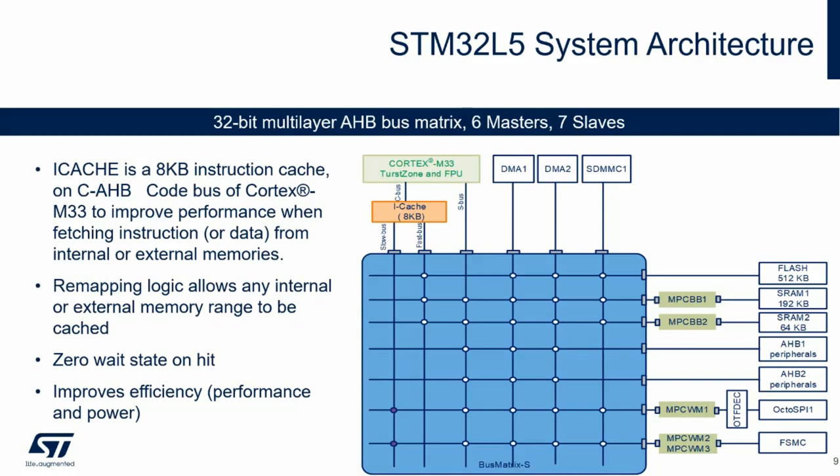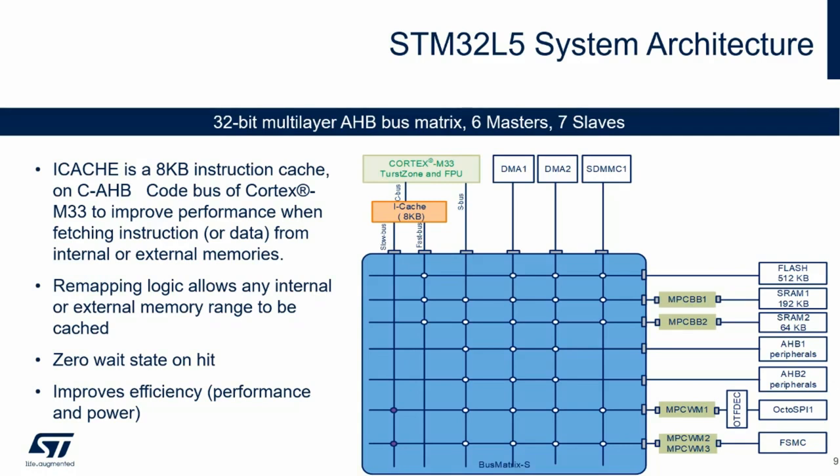On the right, you see the slaves, which are the internal flash and SRAMs, all the peripherals, and also the external memories. The cache resides between the core above the bus matrix, and it caches instructions and data to internal memories, and when remapped, even to external memories. When the instructions and data are inside the cache, they can be accessed at zero wait states, even at the maximum frequency of 110 MHz.